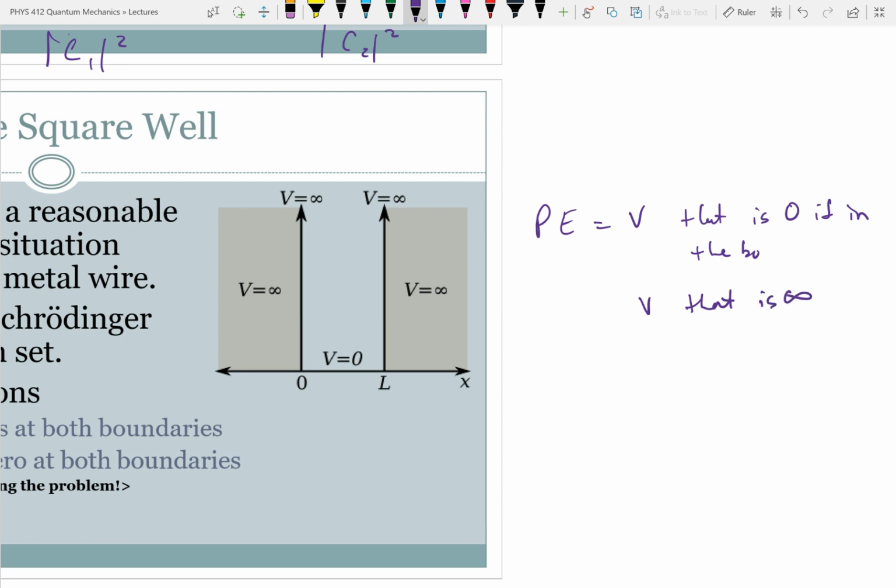But it's infinite if outside of the box.